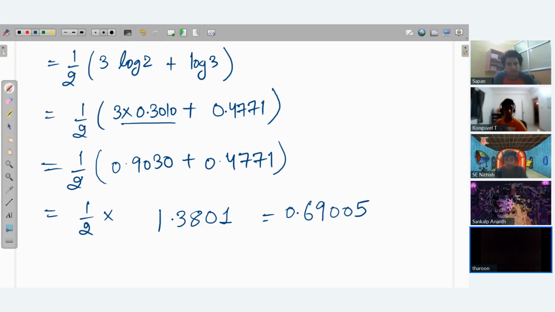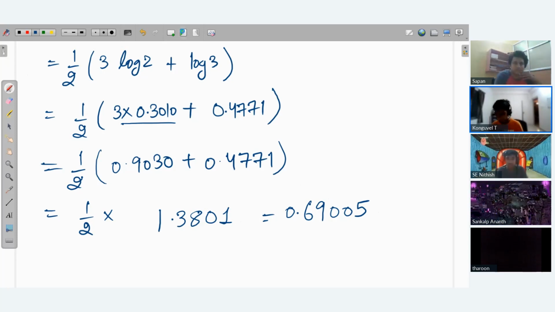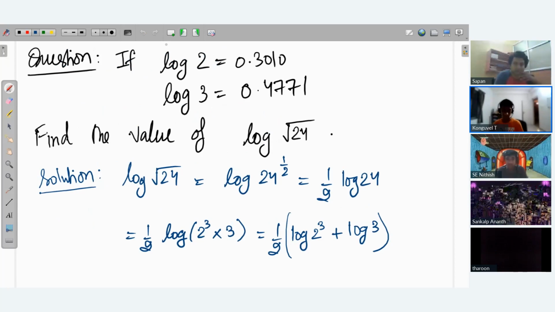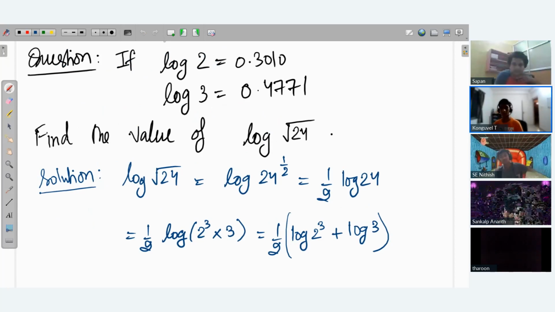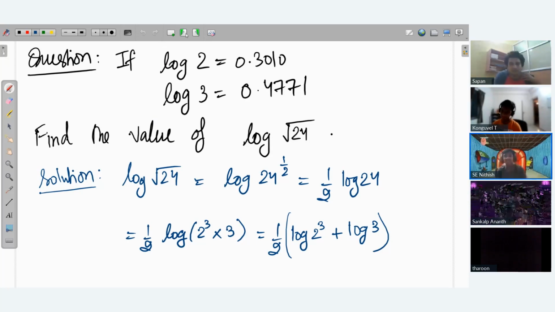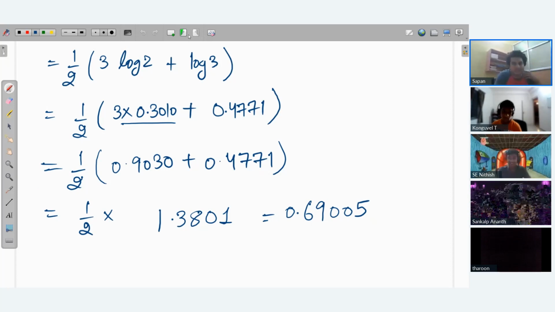I got 6. Sir, I did it slightly different. I did 3 by 2 into log 2, which is equal to 0.3165. And then I added it with half of log 3. That's correct, right? Sir, I forgot about the root. But you should have. If the answer is not this, it is a miscalculation.